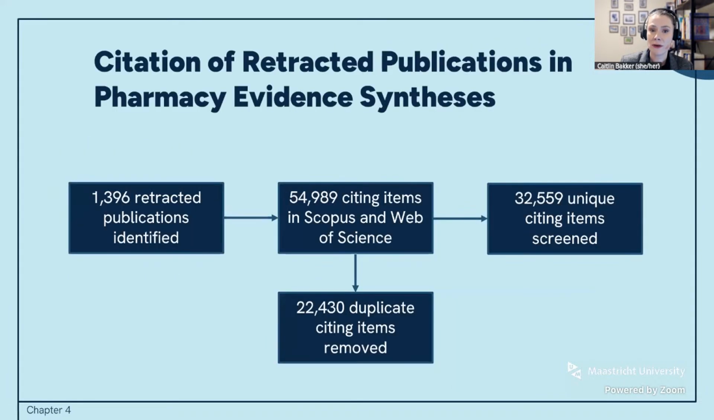We then shifted our focus to a different field and a specific publication type, investigating the use of retracted publications in evidence syntheses in the field of pharmacy. Drawing again on the Retraction Watch database, we found almost 1,400 retracted publications in the pharmaceutical sciences. We again used Scopus and Web of Science to find those publications that cited the retracted publications. After removing duplicates, we had about 32,000 citing publications, which we then screened to find only the evidence syntheses.